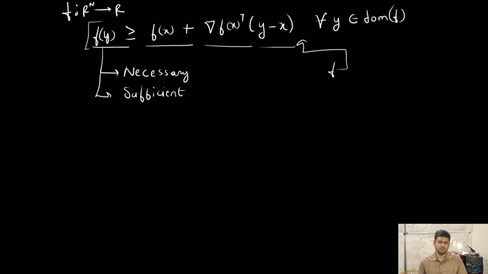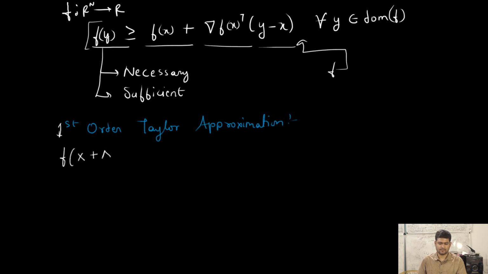So what it means is that, let's discuss the first order Taylor approximation of a function around a point x. The first order Taylor approximation of any function f at point x plus delta x is equal to f of x plus the gradient of f at x transpose times delta x, where delta x is a small change in x.